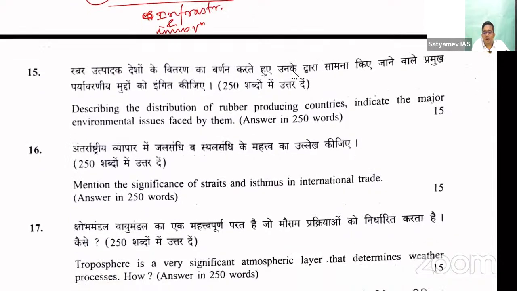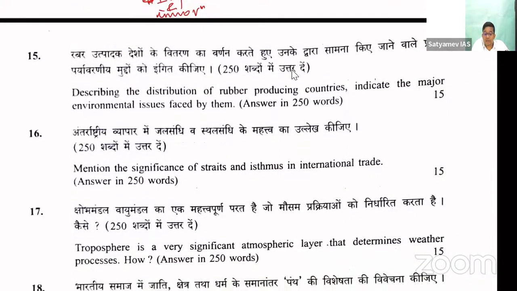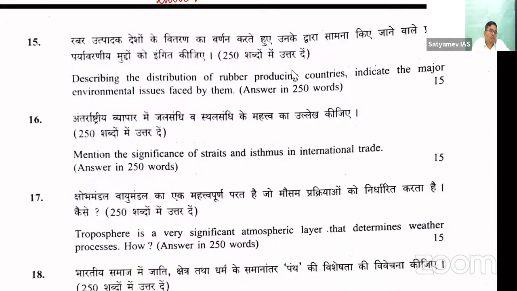Describing the distribution of rubber producing countries, indicate the major environmental issues faced by them. What a beautiful question. Rubber industries, where do you think that these are located? Rubber industries, tropical region. So when you know about tropical region, can you give me some of the countries which are rubber producing countries? Do we have in India rubber producing centers? Specifically Kerala, Northeast region, and some of the regions like, yes, Indonesia, why not?